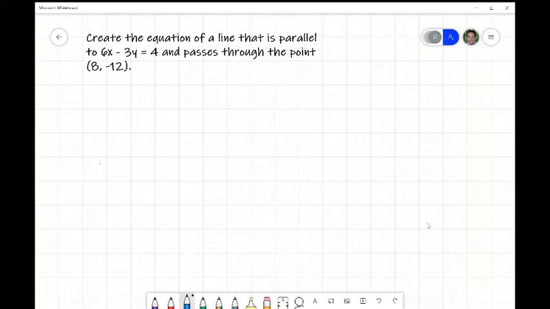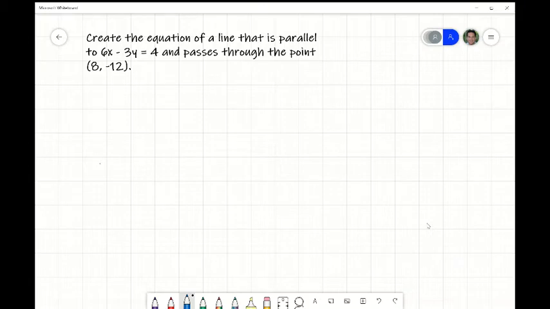Hey, this is Mr. J here, and I'm going to walk you through this example geometry problem where we're going to create the equation of a new line that is parallel to the standard form line 6x minus 3y is equal to 4, and the new line is going to pass through the point a comma negative 12.